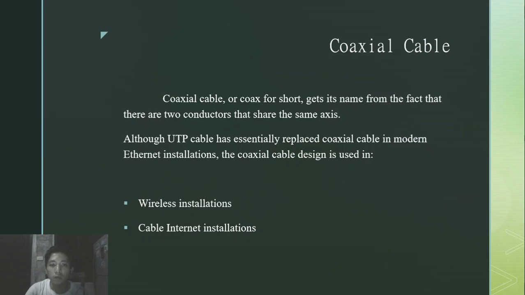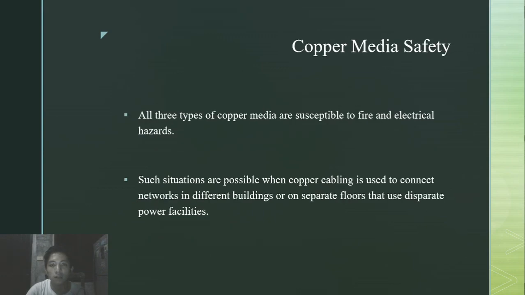The coaxial cable, or coax for short, gets its name from the fact that there are two conductors that share the same axis. Although UTP cable has essentially replaced coaxial cable in modern Ethernet installations, the coaxial cable design is still used in wireless installations and cable internet installations.